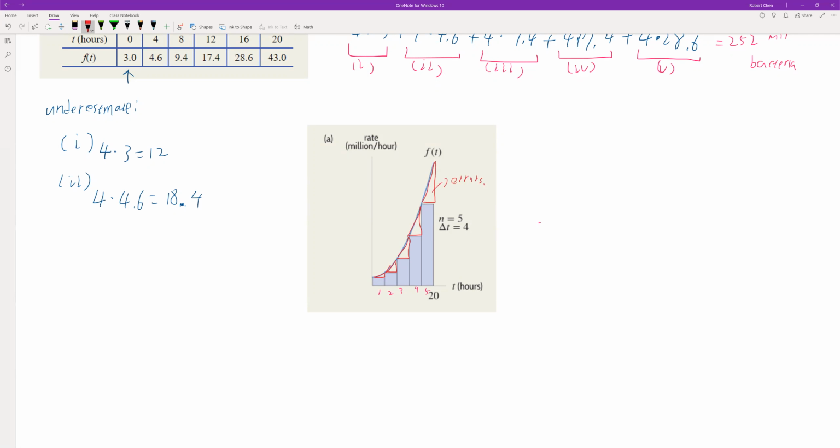So our goal is to minimize error and try to be as accurate as possible. One way to do that is to make our n larger. To minimize error, we can increase n by cutting into more intervals. That will result in a smaller delta t. Okay, so let's look at part B.